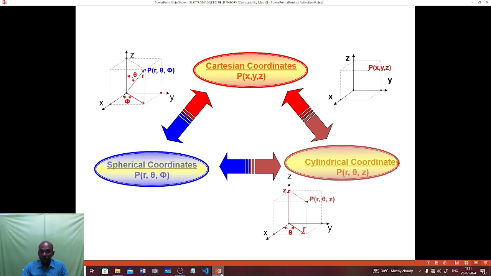We can transform one coordinate system into another. Normally we can transform Cartesian to spherical, spherical to Cartesian, Cartesian to cylindrical, cylindrical to Cartesian, and between cylindrical and spherical, spherical to cylindrical and cylindrical to spherical. In whatever form, we can transform from one coordinate system into another.